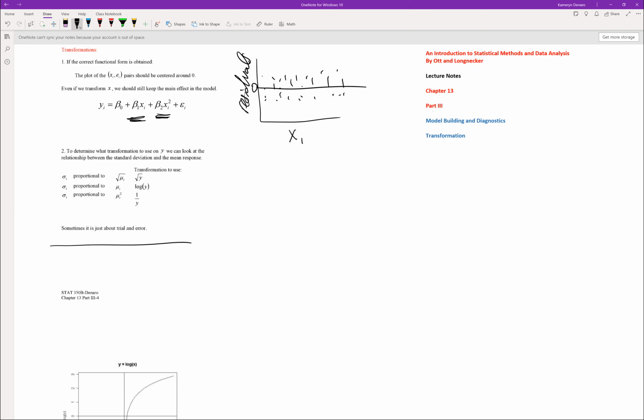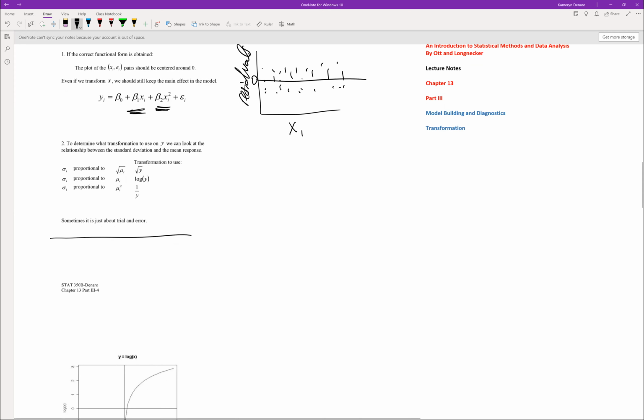Sometimes it's really just about trial and error. You're going to try different transformations, then look at your residual plots, and then go back and maybe edit your transformations. Another option is to use some sort of methodology to determine the best functional form for a transformation. We're not going to cover that in this class. We're going to just use a few generic transformations and do the best that we can. Future classes might go into a Box-Cox method or some other methodology.